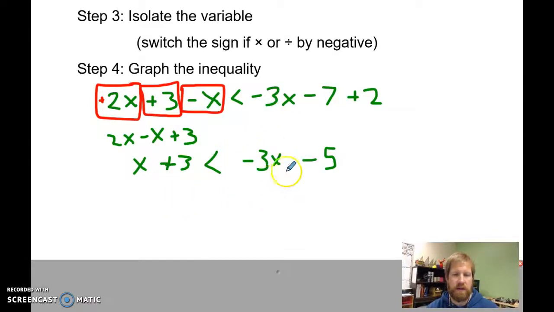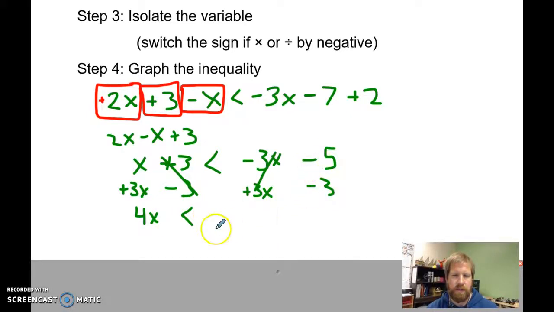And now I can move my variables across, combine my variables. In this case, this variable is smaller, right? It's got a lesser value, so I'm going to move that one. Add 3x, add 3x, 4x, and I'm going to even do this in the same line. I'm going to subtract 3, those will cancel, and I've got 4x less than negative 8.